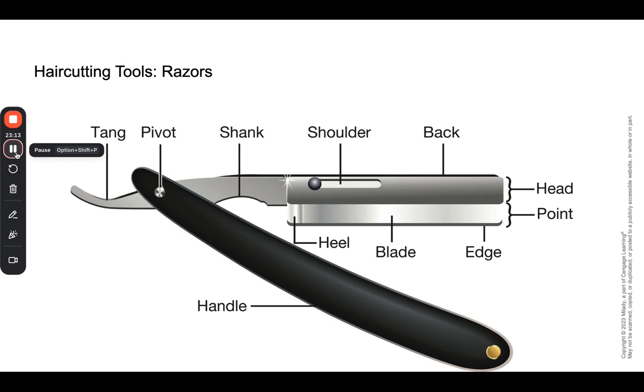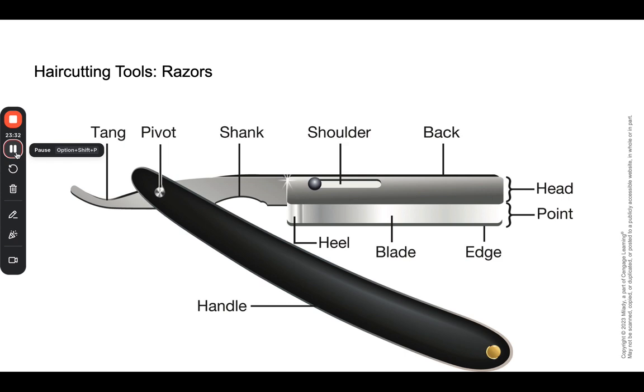So another tool that we use to cut hair are our hair cutting razors. They're mainly used to create a softer effect on the hair. You can actually cut an entire haircut with a razor. You can also use a razor to thin out hair or to texturize certain areas.